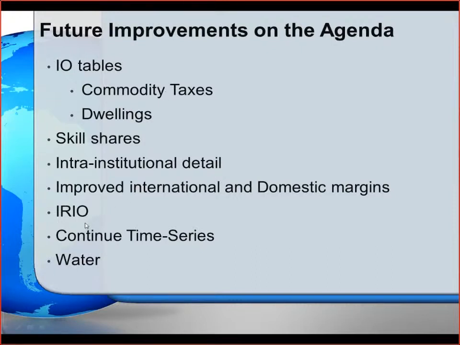Another big thing that we are planning to do is the inter-regional input-output tables, where you can actually know, for example, how much of Chinese steel is used to produce automobiles in the US. So you have that level of detail of intermediate inputs from one country used for producing another commodity in a different country.